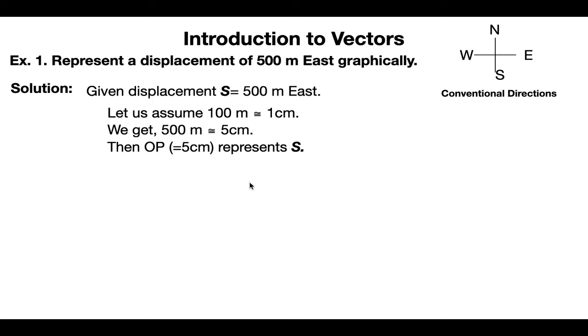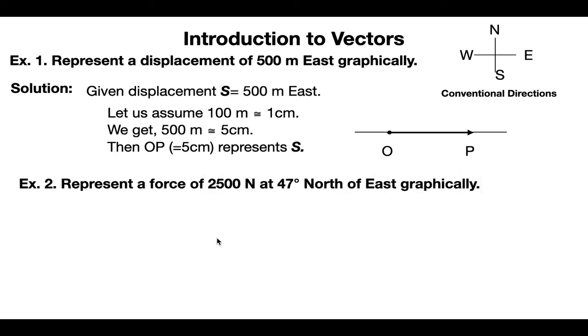OP equal to 5 centimeters. O is the starting point. This direction is east. The length should be 5 centimeters, so that on this scale it represents a displacement of 500 meters from point of origin towards east. So OP represents S, the displacement.